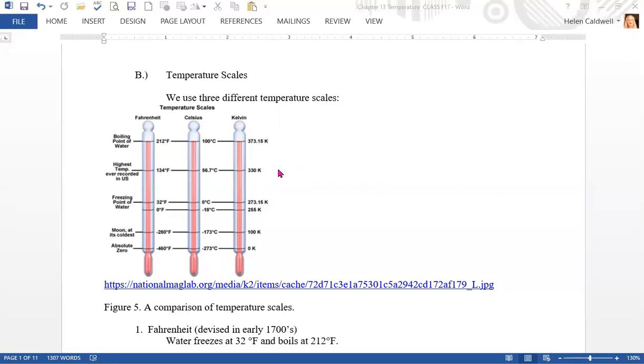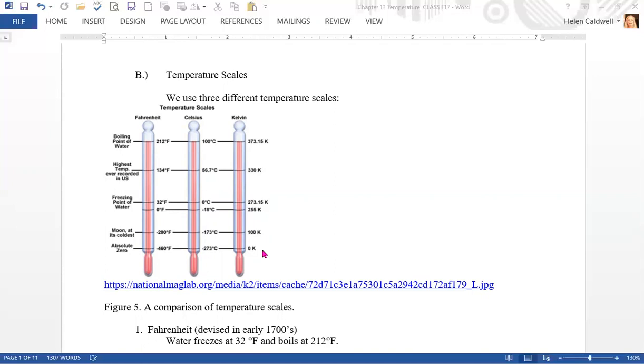So, highest temperature ever recorded in the US, ooh, I don't know if this is accurate or not. So we'll move on to something I know is accurate, which is the freezing point of water, 32 degrees Fahrenheit, 0 degrees Celsius, 273.15 degrees Kelvin. 0 degrees Fahrenheit is equal to negative 18 degrees Celsius is equal to 255 degrees Kelvin. You can see they've got a temperature for the moon, and here is absolute zero. So absolute zero is 0 degrees Kelvin, which is minus 273 degrees Celsius, or minus 450, looks like, degrees Fahrenheit.